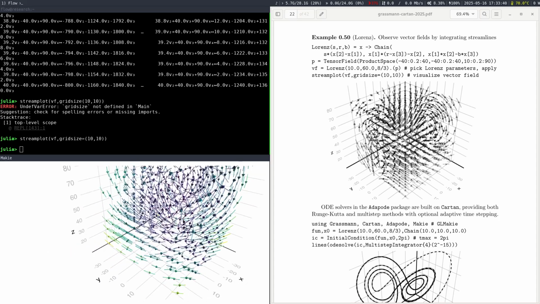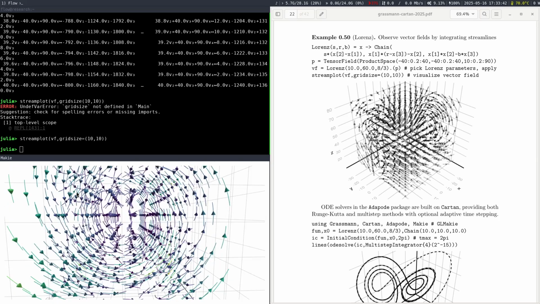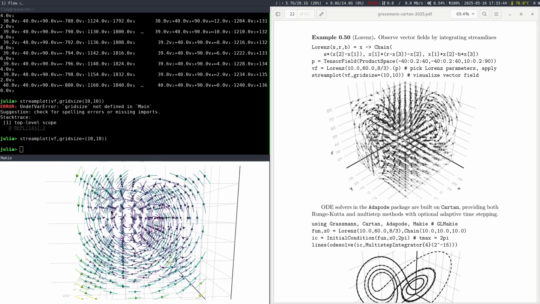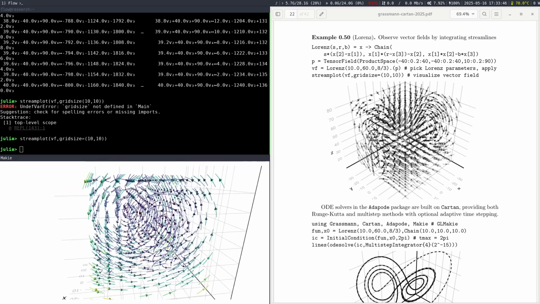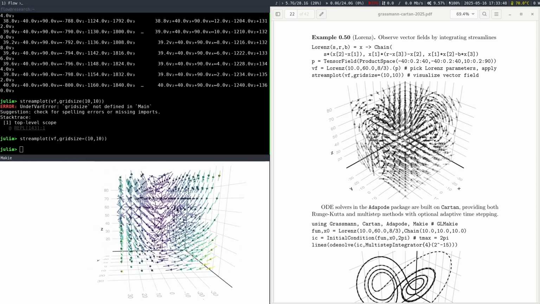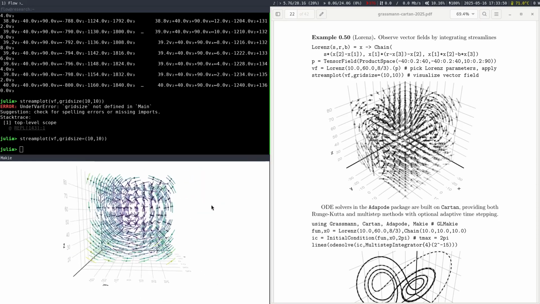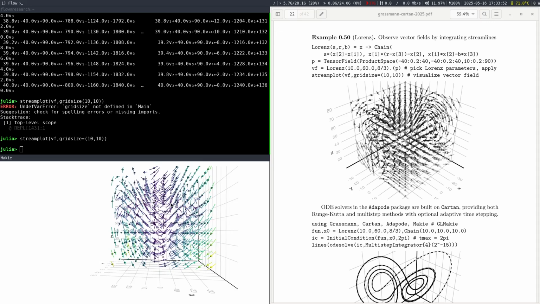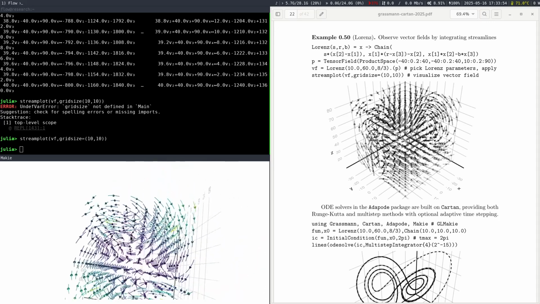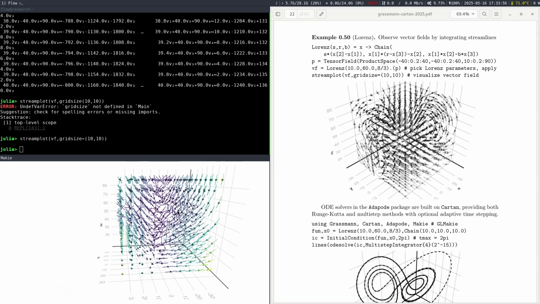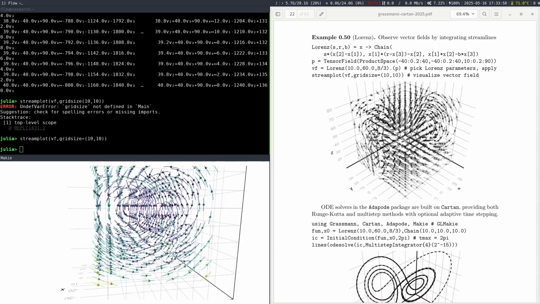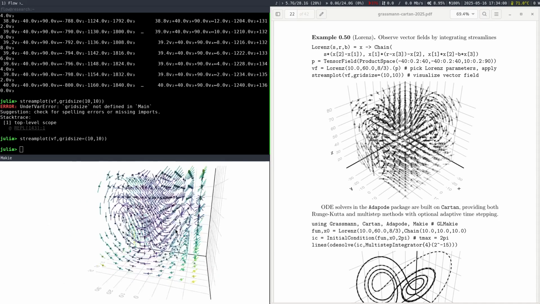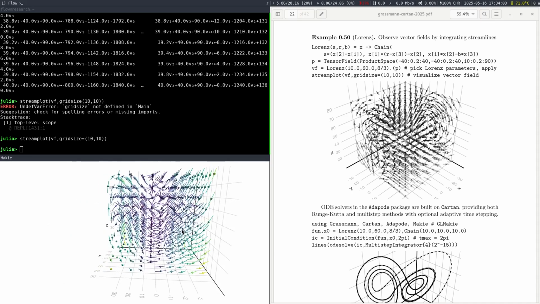So this is from the Lorenz differential equation. When you pick certain parameters for the differential equation, then you get a vector field like this, okay? When the range of values is within this cube, okay?